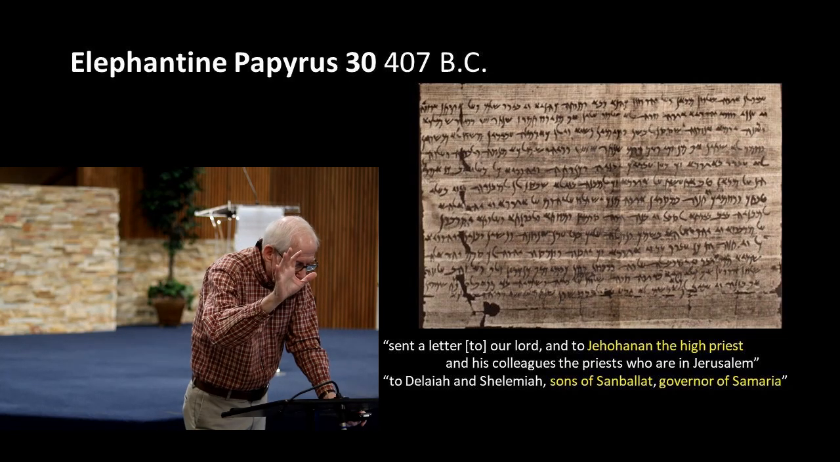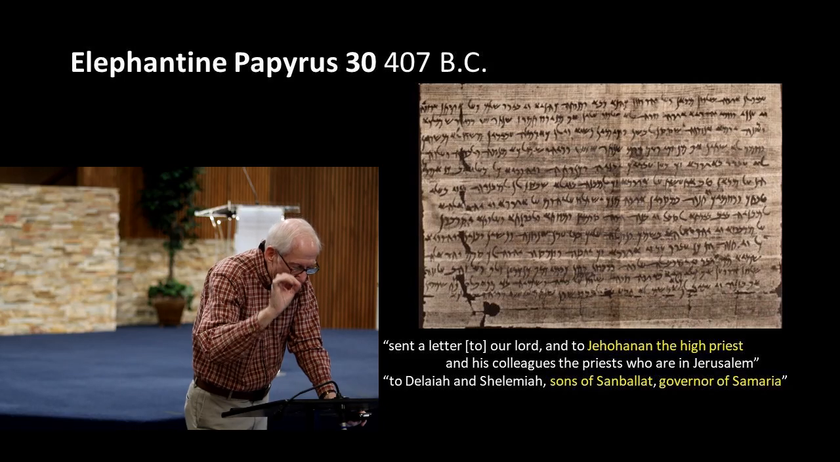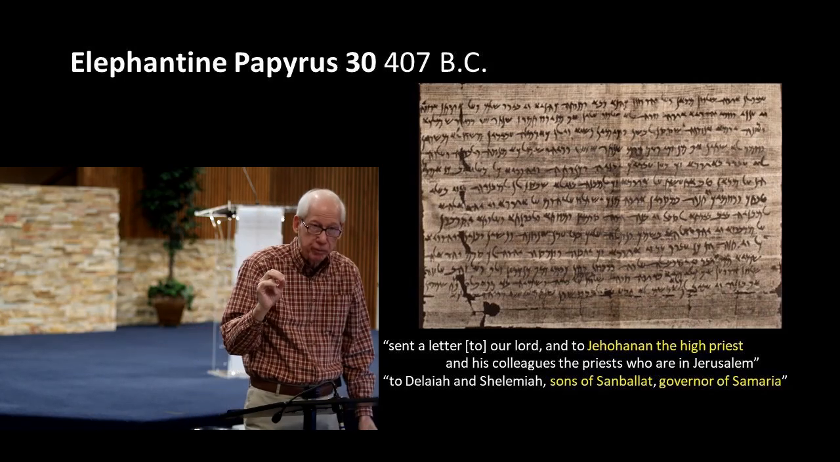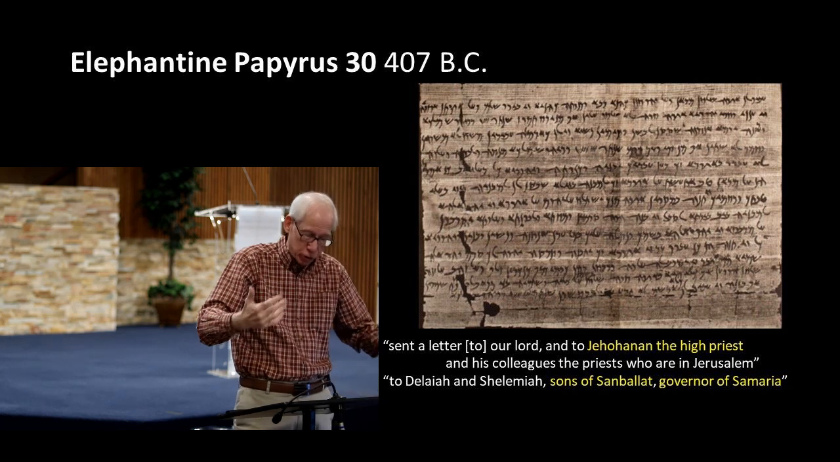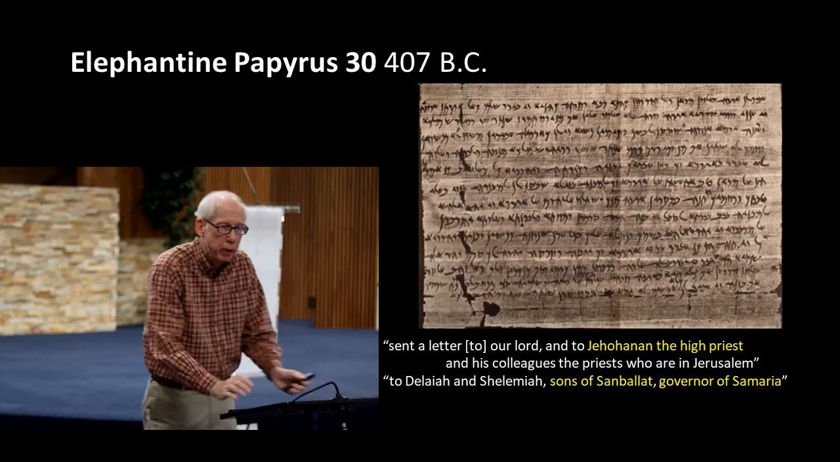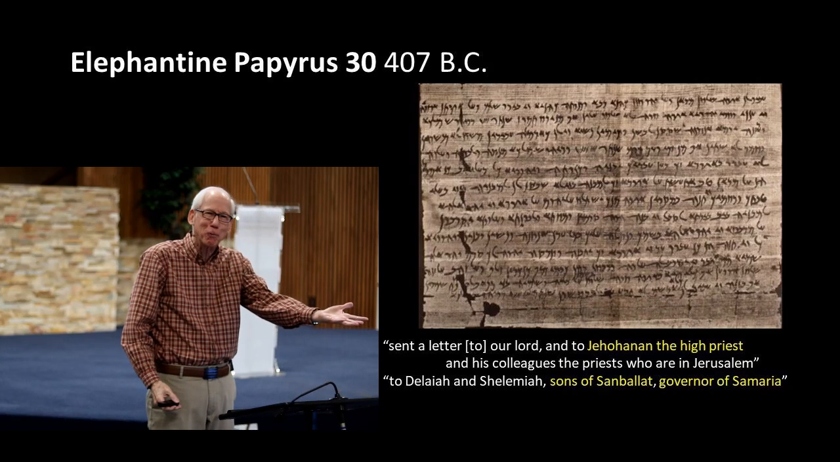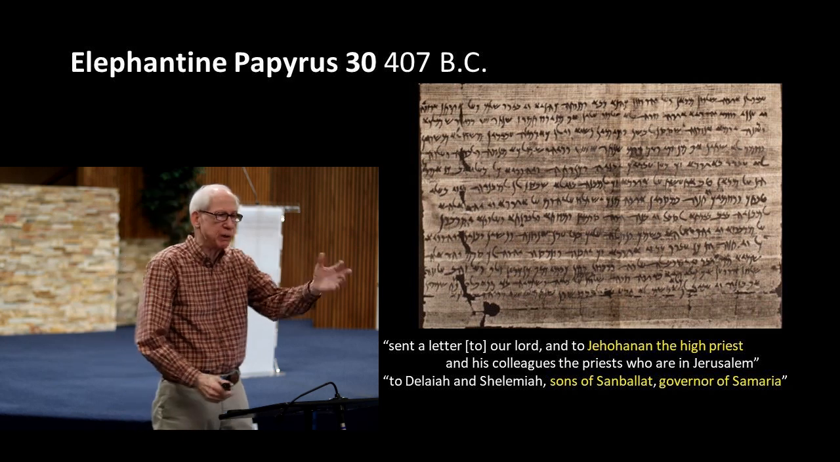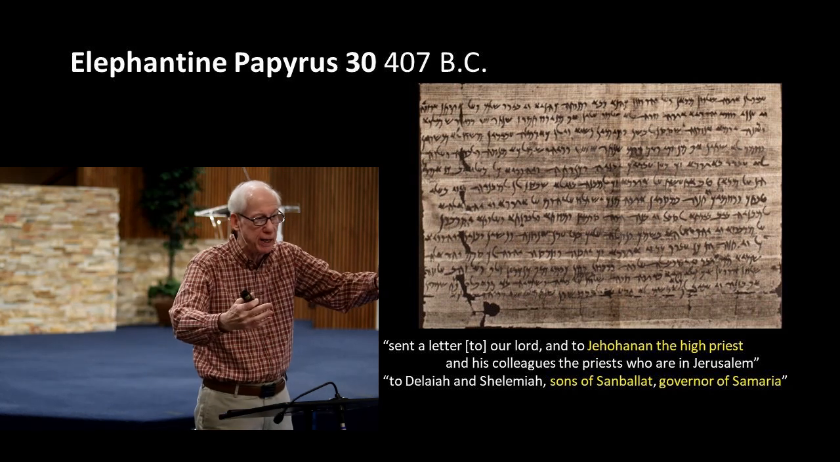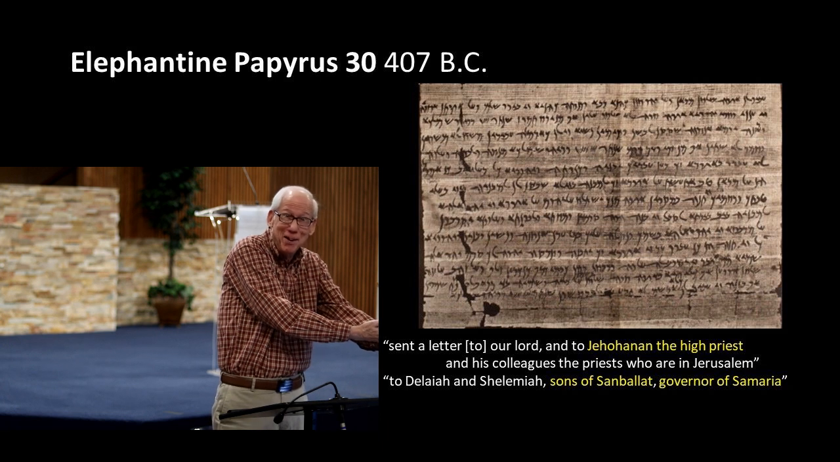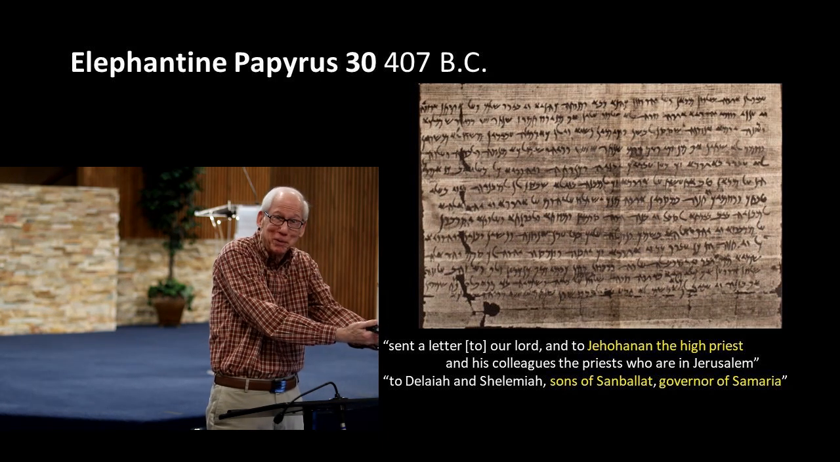And the priests also referred to a letter that they sent to Delaiah and Shelemiah, sons of Sanballat, governor of Samaria. So these are the sons of the Sanballat who had opposed Nehemiah. We have it here in external writings. So you can see people saying, now, these are basically fictional characters. They're just throwing in these names and this kind of thing. Well, that's not true. These are historical people.